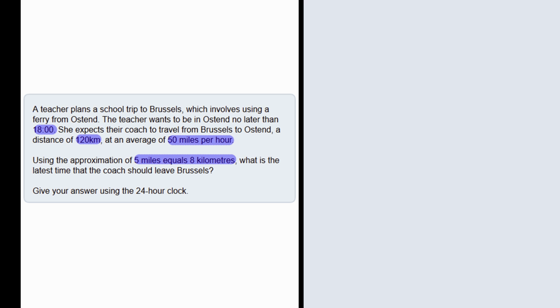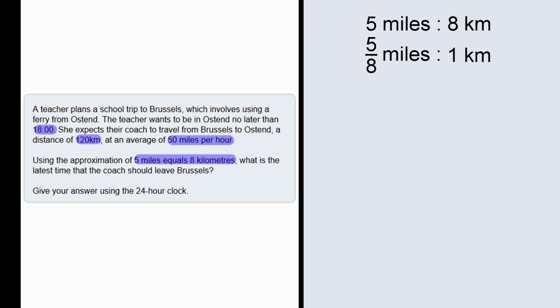So what I think the first thing we need to do here is to convert the 120 kilometres into miles. Well, we are given the ratio that 5 miles is 8 kilometres. Well, that means that 1 kilometre is 5 divided by 8 miles. So then we can just multiply this ratio by 120, because then we're going to get that 120 kilometres equals 120 times 5 over 8 miles, which is 75 miles. So 120 kilometres is 75 miles.